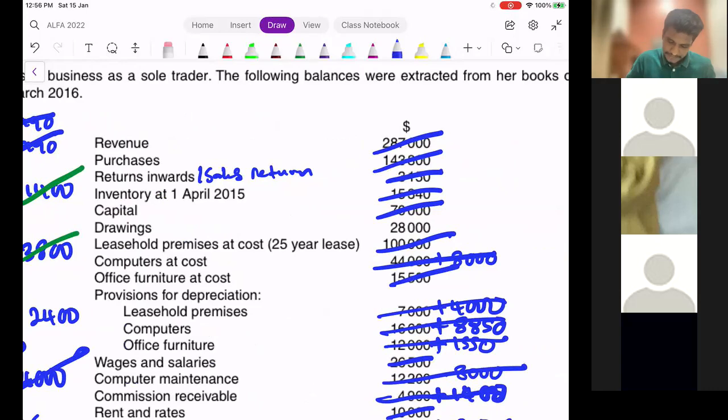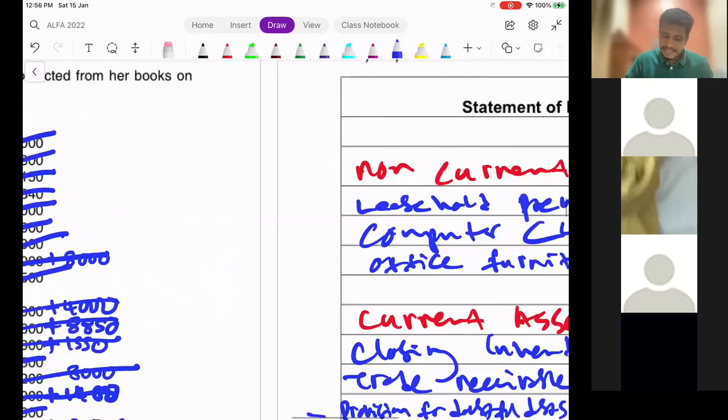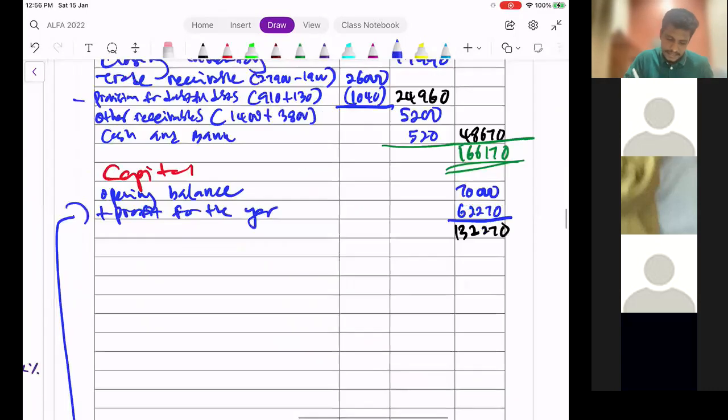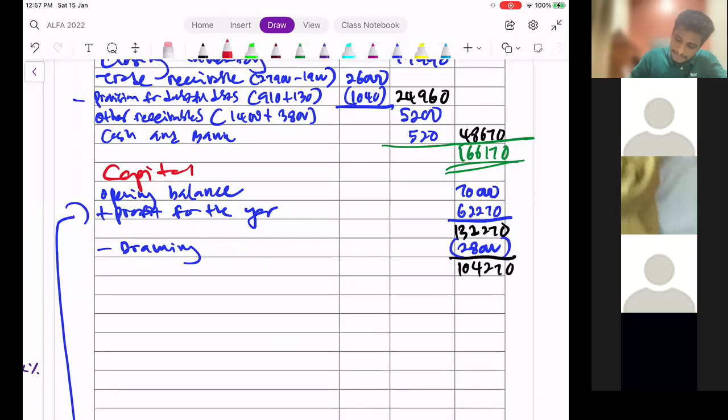Any problem? Okay, drawing. Next one is drawing 28,000. I go here. I minus drawings. Drawing 28,000. You put it in a bracket. 132,270 minus 28,000. I will get a closing capital. My closing capital will be, yeah, very good, 104,270.